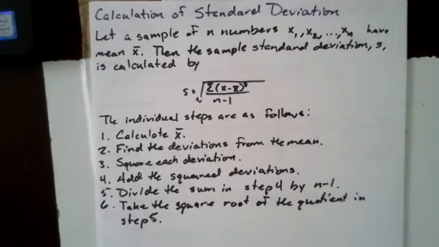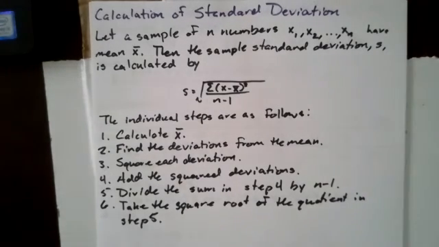So to calculate the standard deviation, we let a sample of n numbers, x1, x2, up to xn, have mean x bar. Then the sample standard deviation, S, is calculated by S equals the square root of the sum of x minus x bar squared, all over n minus 1.